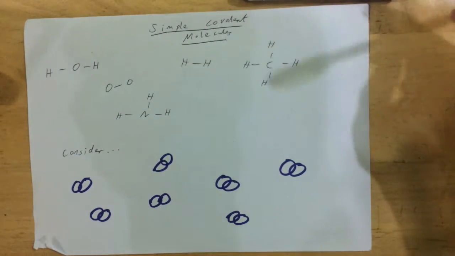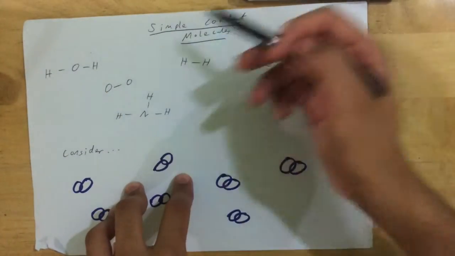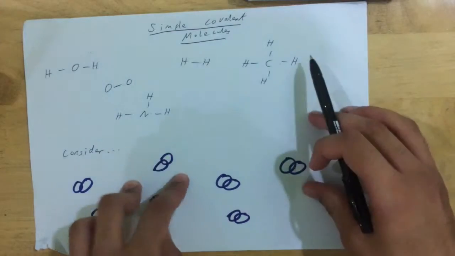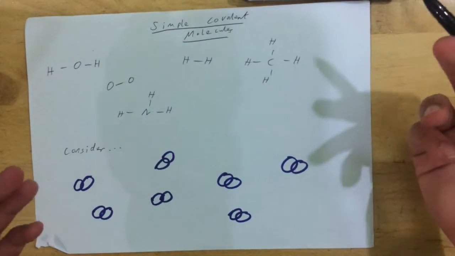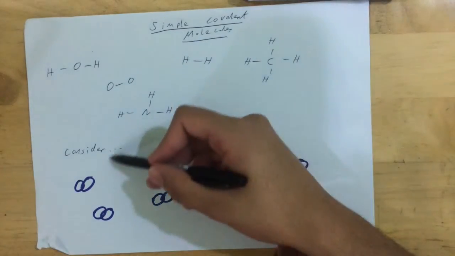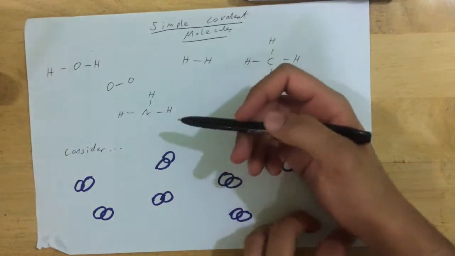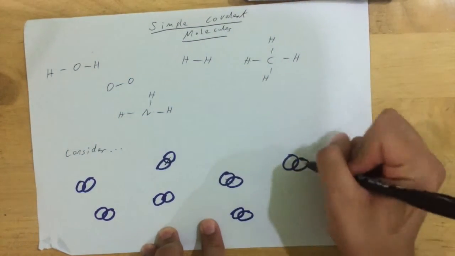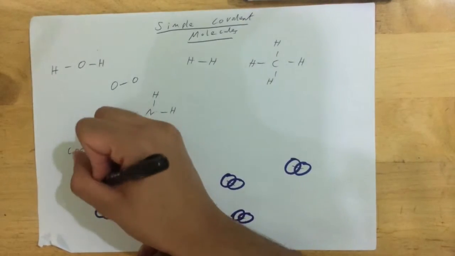So simple covalent molecules. These are the molecules that we've been looking at: water, oxygen, hydrogen, and here we have ammonia and methane. They don't have that many atoms. Their molecules are small, they're simple. So consider this. Here we have molecules which are covalently bonded, so they have fairly strong covalent bonds between each atom.